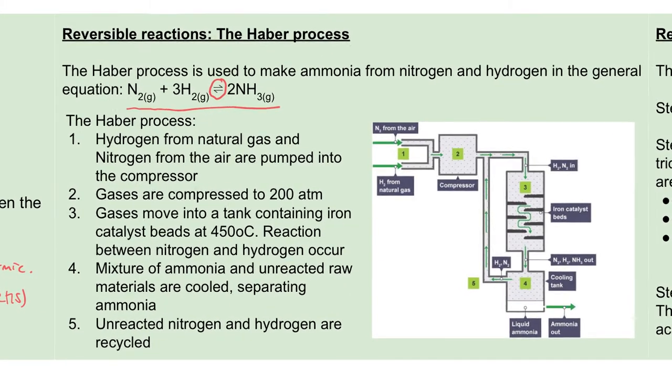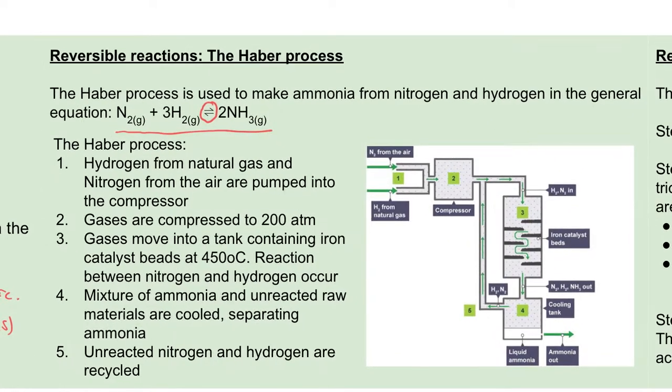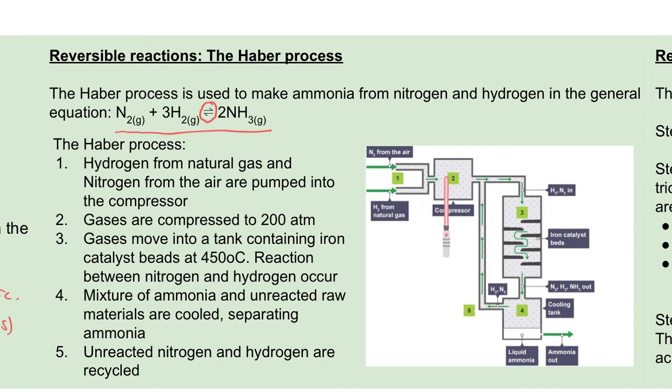And my first thing which I need to do in my Haber process, and I've got a little diagram showing it on the right as well, is that hydrogen from natural gas and nitrogen from the air are pumped into the compressor. And as we move into step 2 into the compressor, I'm going to compress it to 200 atmospheres pressure. So I'm going to have a really, really high pressure.